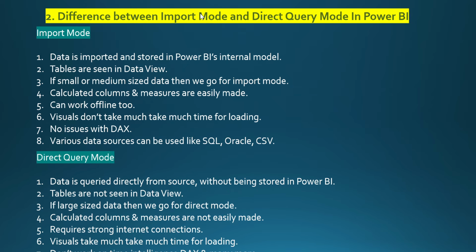Moving to the next difference, import mode versus direct query mode. In import mode, data is stored and imported in the Power BI internal model. Tables are seen in data view. If the data is small or medium sized, then we go for import mode. We can do calculations using calculated columns, and measures are easily made. No difficulties come up. It can work offline too. No need to connect to the internet because it is small data. We can handle it without an internet connection. Visuals don't take much time to load.